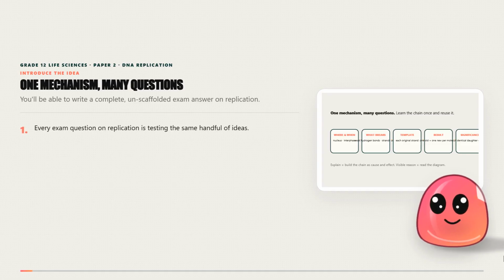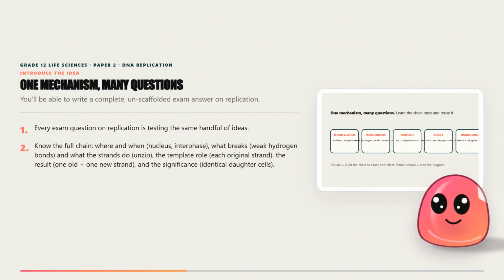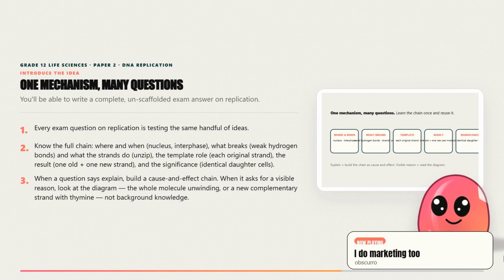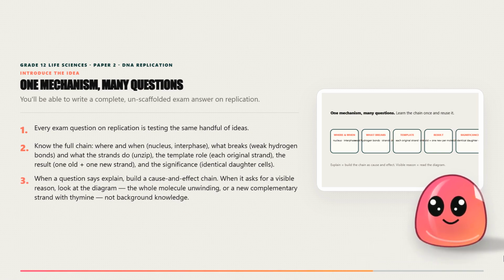Every exam question on replication tests the same handful of ideas. So learn the chain once, and reuse it. Where and when, the nucleus, during interphase. What breaks, weak hydrogen bonds, and the strands unzip. The template role, each original strand acts as a template. The result, one original strand and one new strand in each molecule. The significance: daughter cells receive the same genetic information. When the question says explain, build that chain as cause and effect. When it asks for a visible reason, look at the diagram, not at background knowledge.